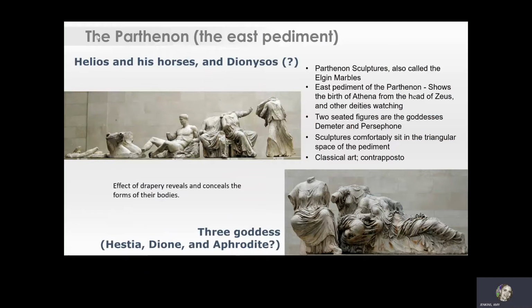It's classical art and shows contrapposto. The three goddesses, Hestia, Dione, and Aphrodite, possibly. The effect of the drapery reveals and conceals the forms of their bodies.